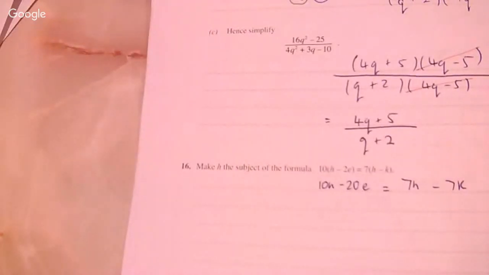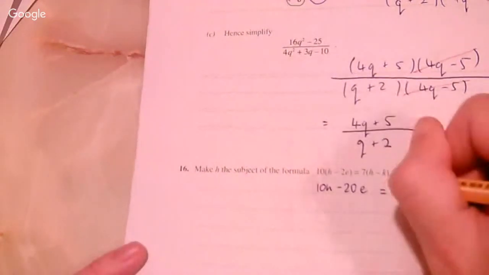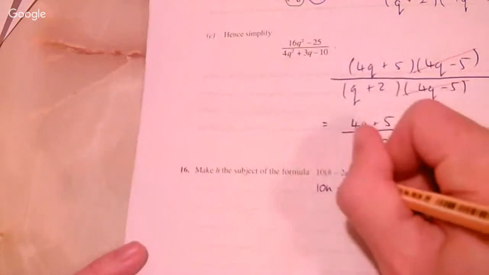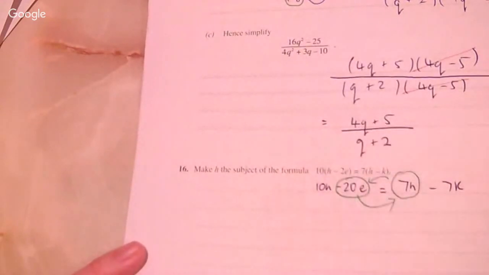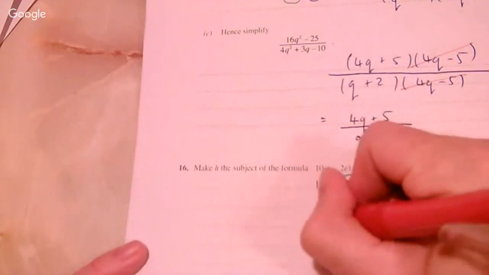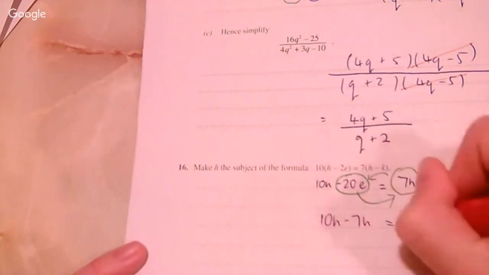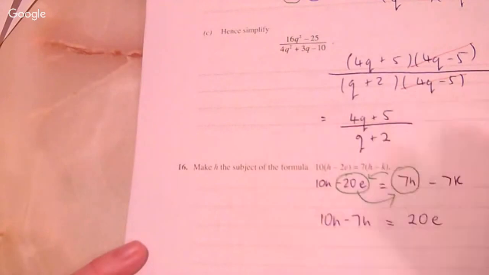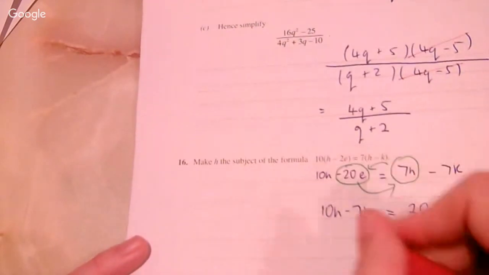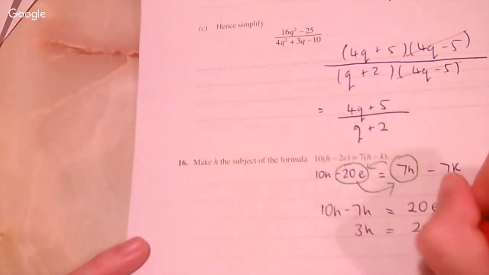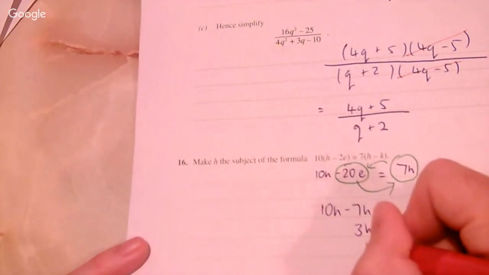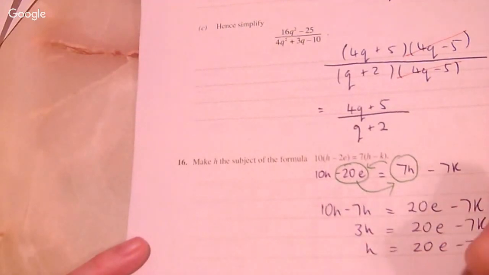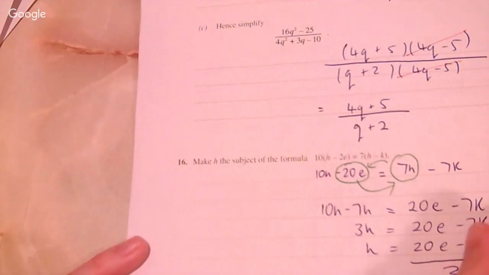Okay, now I'm going to take anything with h in it all on one side. So I'll bring that over and I get rid of this one here. So I'm going to have 10h minus 7h is equal to 20e, now turn positive, minus 7k. That will then become 3h equals exactly the same thing. And now I'm going to take the 3 over to get 20e minus 3k, all divided by 3.